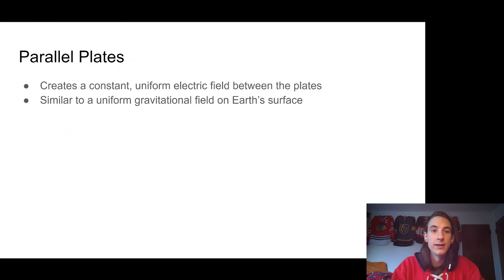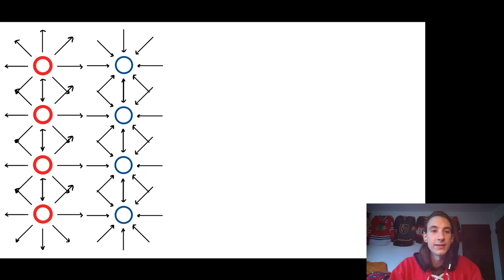And it'll be constant. Just like on Earth, locally, if we're looking at just the surface of the Earth, we have a uniform gravitational field. That gravitational field locally is straight down, and it's going to be 9.8 newtons per kilogram. So the way we get to this is, let's have a bunch of positive charges in a row and a bunch of negative charges in a row, just like we have with these plates. Well, we see we have a lot of cancellations.